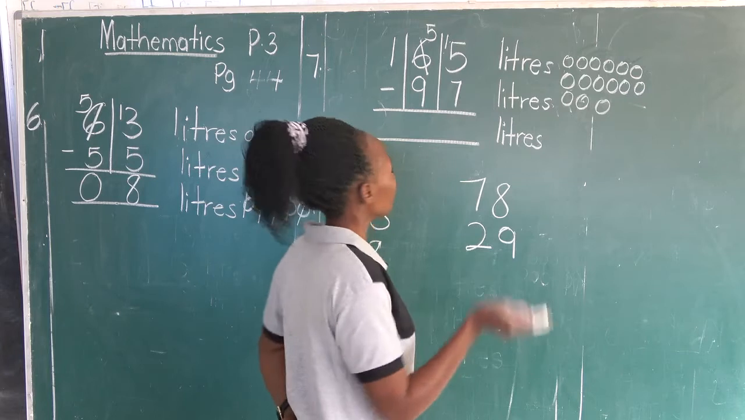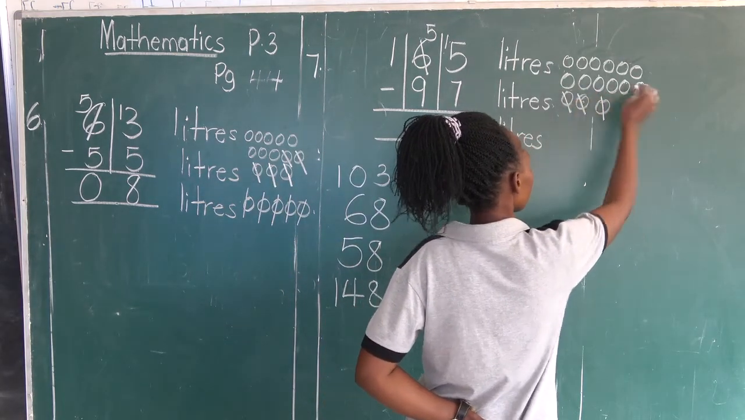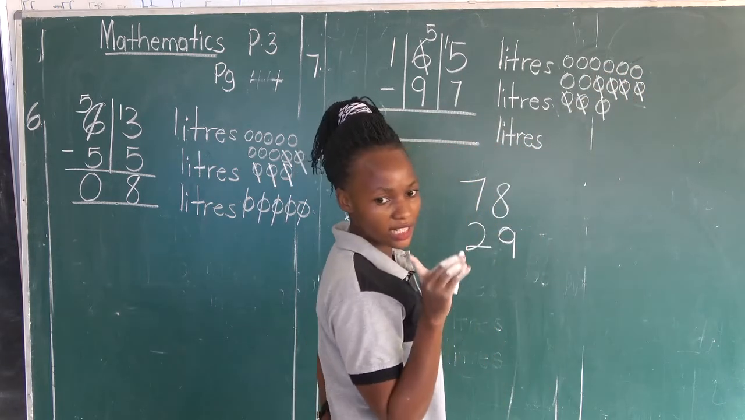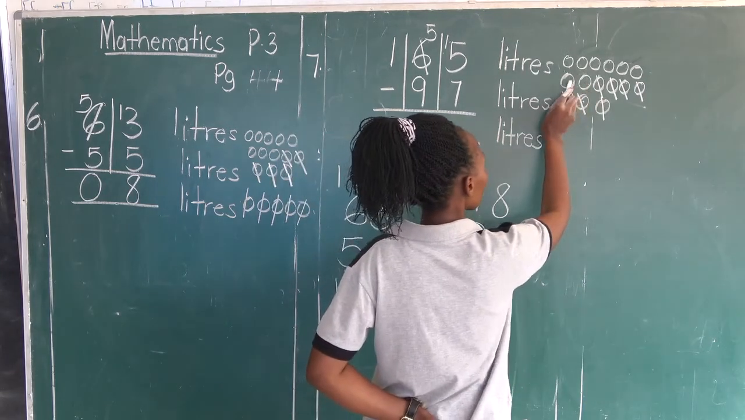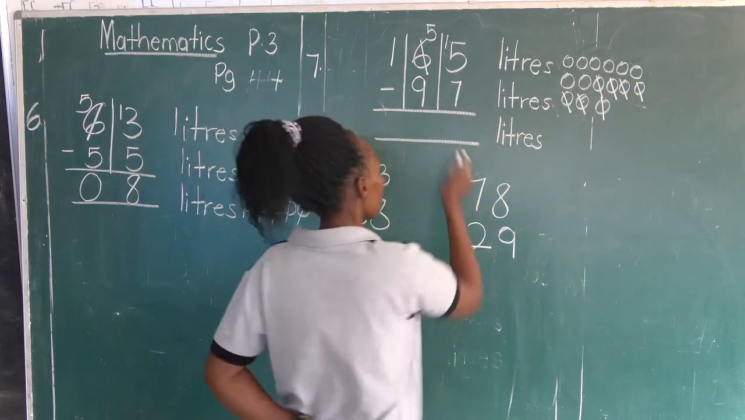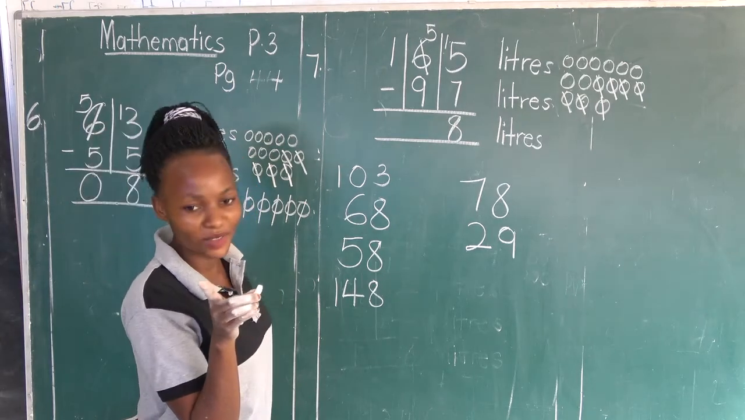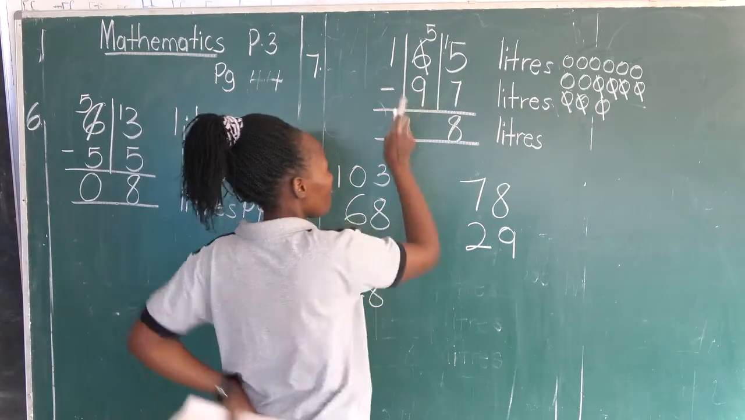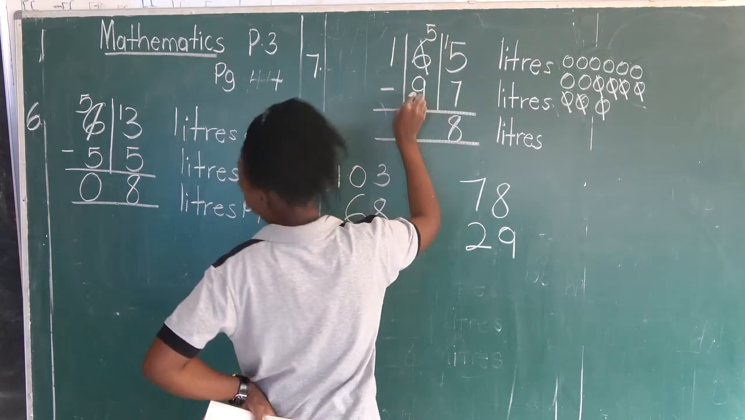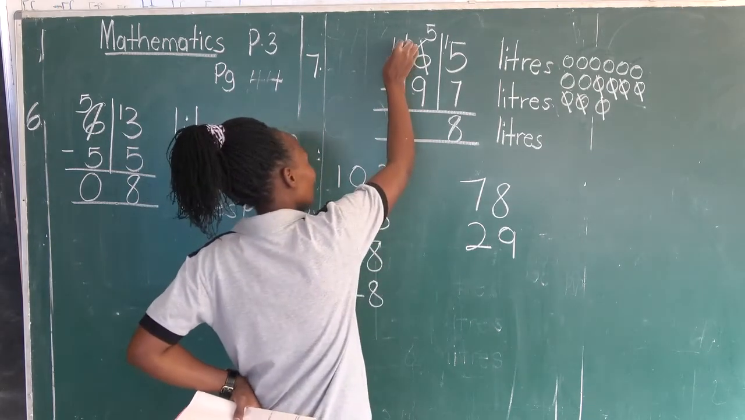Okay, now 15, cross out 7. 1, 2, 3, 4, 5, 6, 7. Now I'm counting the remainder. 1, 2, 3, 4, 5, 6, 7, 8. We remained with 8. Then we have to go to the next place value, which is tens. Under tens here, remember there were 6. We removed 1, we remained with 5. Now it is 5, take away 9. Still, it is impossible.